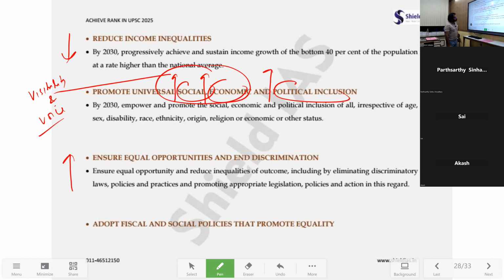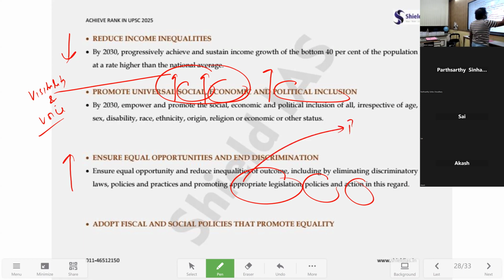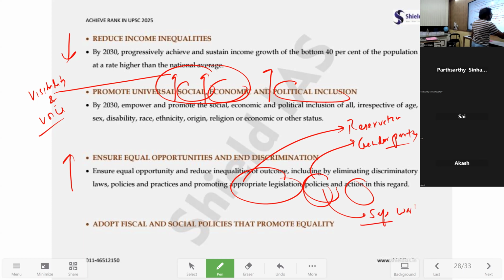Further, this requires appropriate legislation, policies, and actions. Legislation, we started with what? Reservation system. We talked about reservation. The policies and actions supporting what? Gender parity at workplaces. Policies and actions to what? Make the workplaces safe, so as to encourage participation of different sets of people.